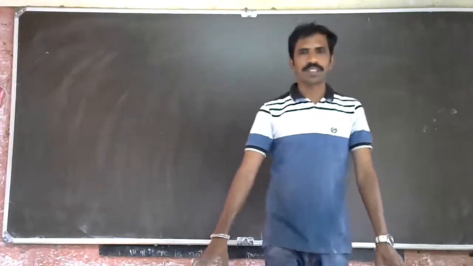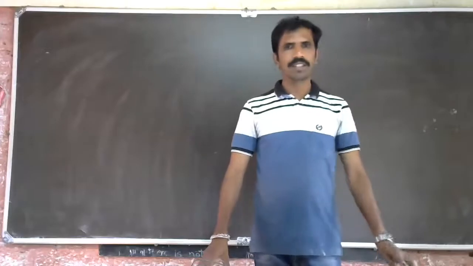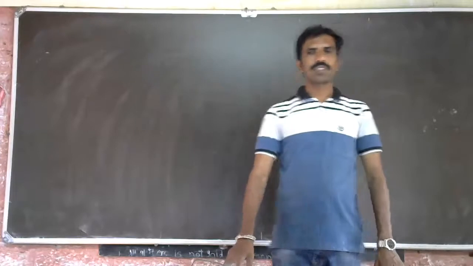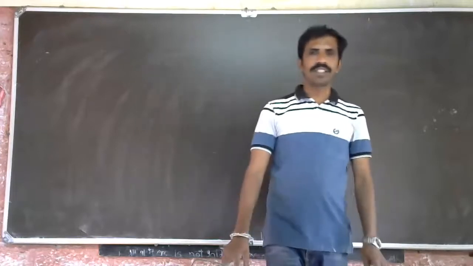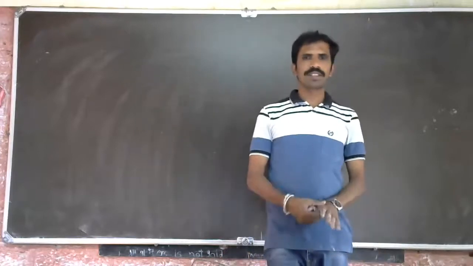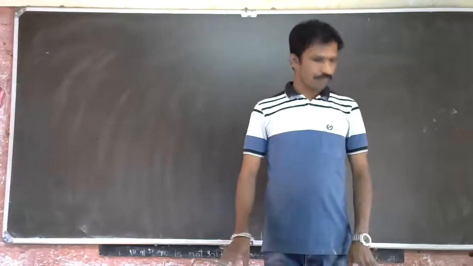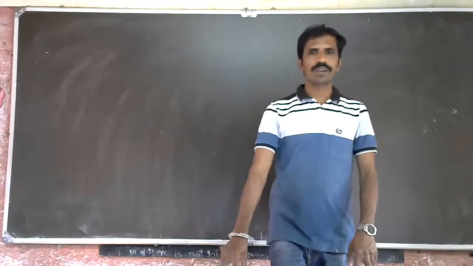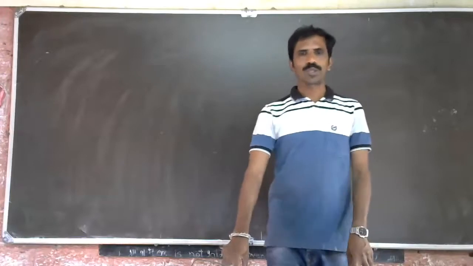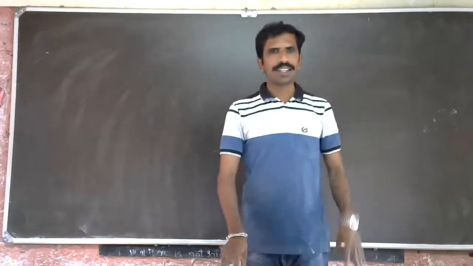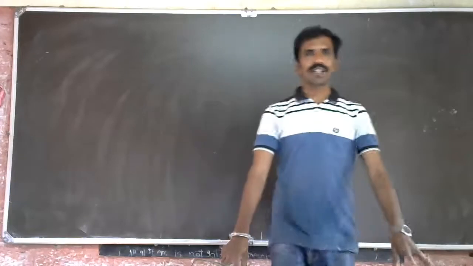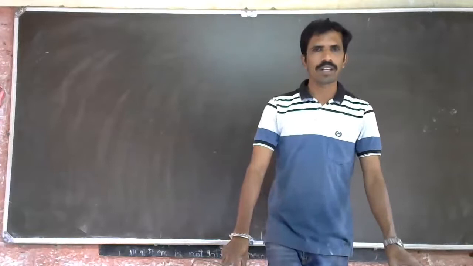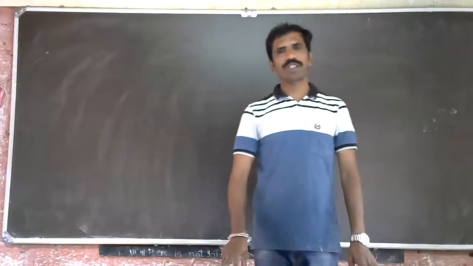So, as you know already, we have started with the magnetic effect of electric current. In that chapter, we have studied about magnetic field, magnetic lines of force, how different types of magnetic field lines are produced in a circular coil, straight conductor, and solenoid. And in the previous class, we have studied the principle, construction, and working of a motor.